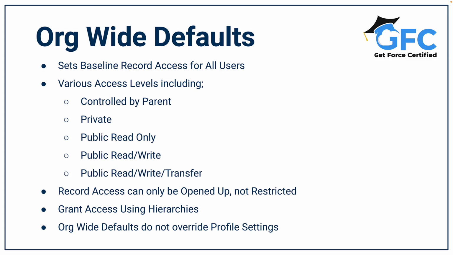Org-wide defaults set the baseline record access for all your users, and you can set various levels of access. You can also grant users access to records using the role hierarchy. Remember that record access is only opened up, never restricted, and org-wide defaults do not override the user's profile settings. So let's head into Salesforce and take a closer look.